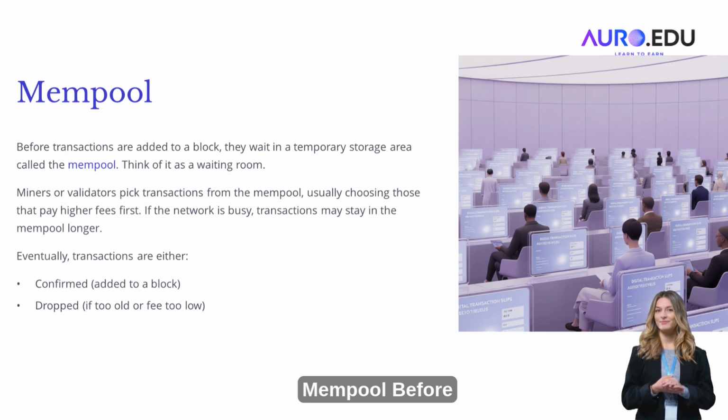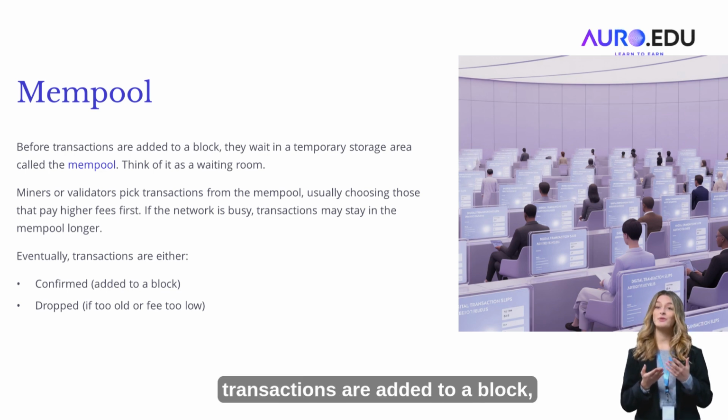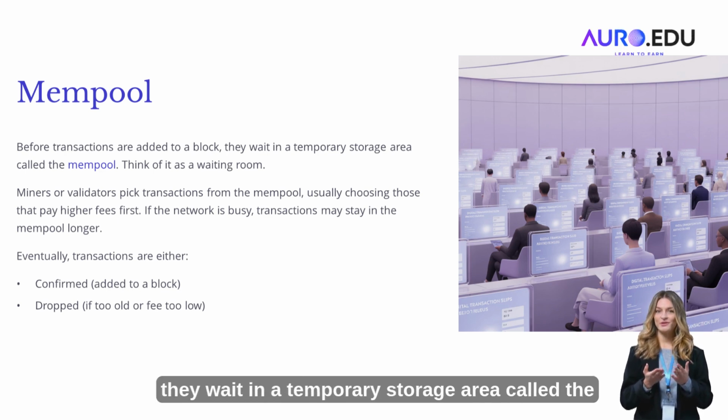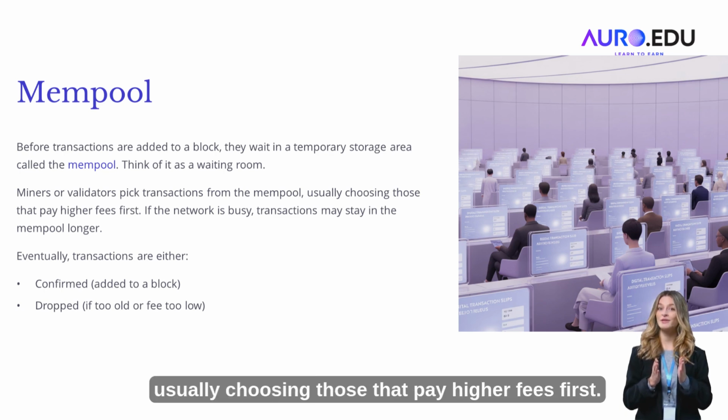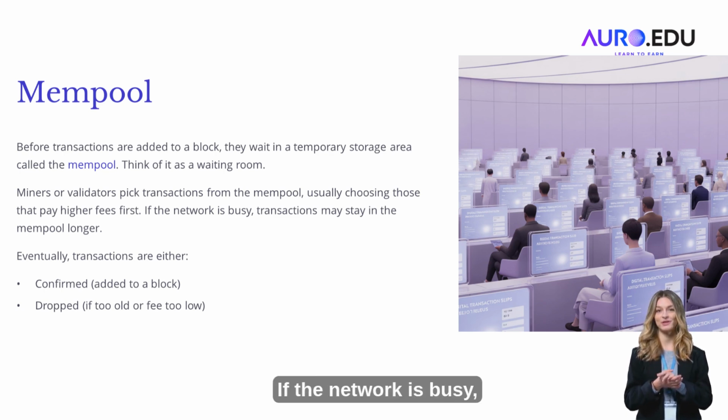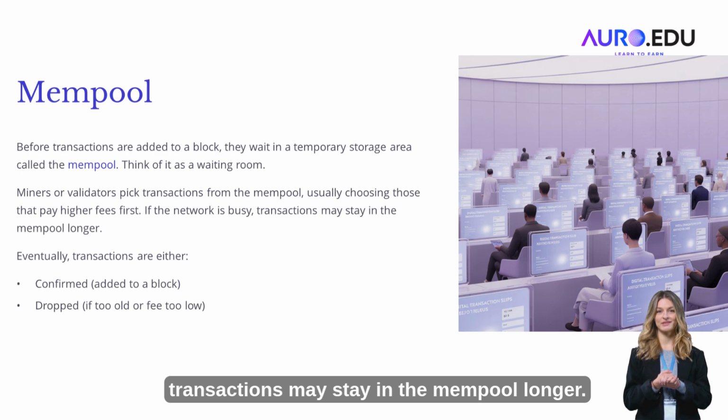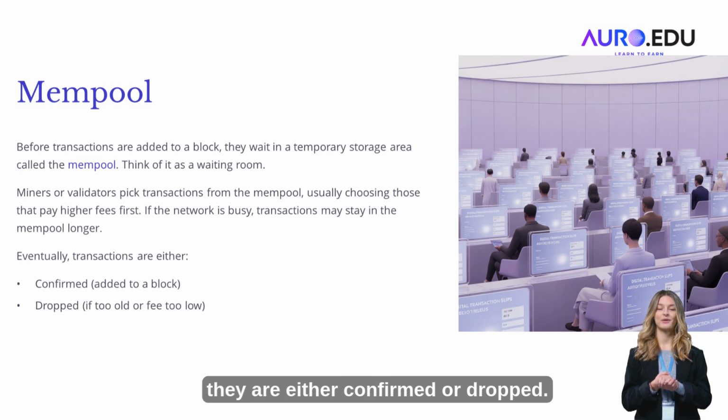Mempool. Before transactions are added to a block, they wait in a temporary storage area called the mempool. Think of it as a waiting room. Miners or validators pick transactions from the mempool, usually choosing those that pay higher fees first. If the network is busy, transactions may stay in the mempool longer. Eventually, they are either confirmed or dropped.